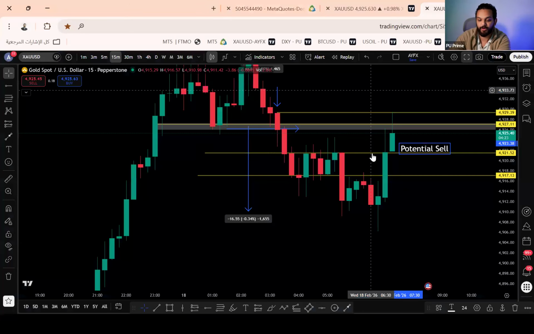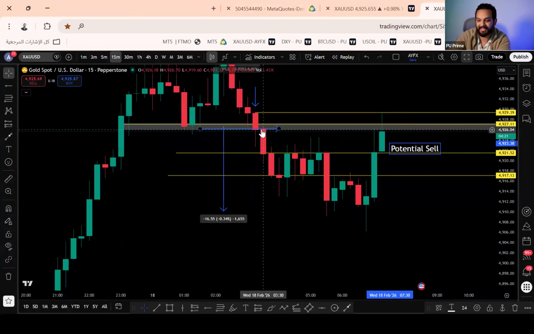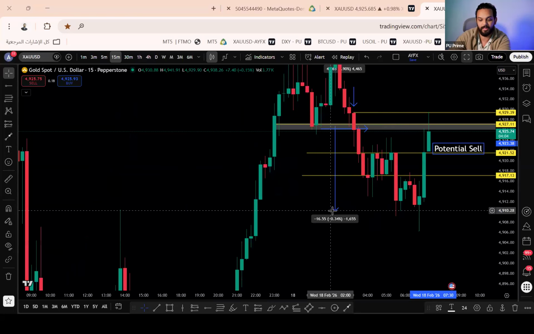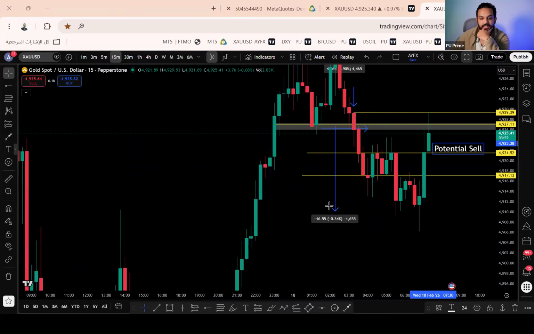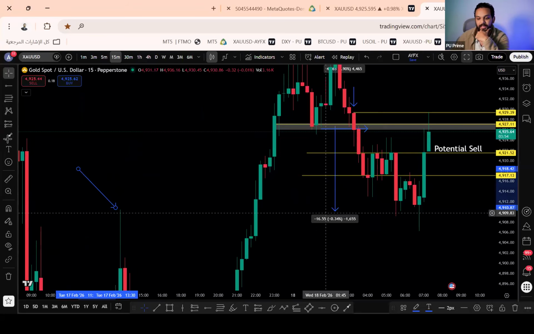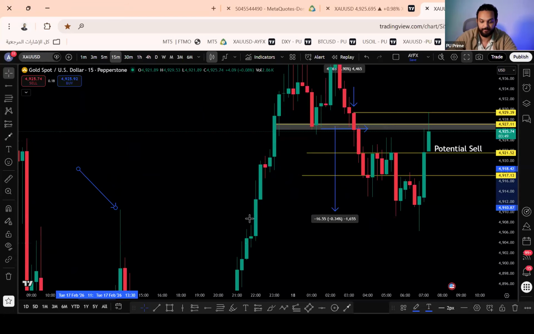Okay, so where is 4,925? Here, exactly this level. When the candle started to respect the low of the previous candle and we started to push down, I took the trade and I planned to close it here. You know why I close it here? Because of this rejection. As you can see, there is a huge rejection happening here. So I said this is the maximum, and actually it has a take profit to this level, right?